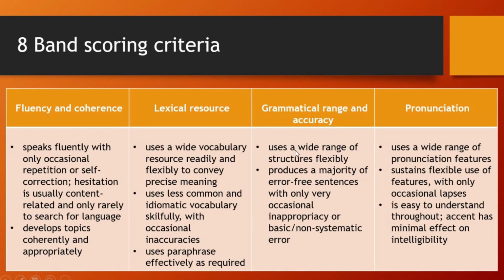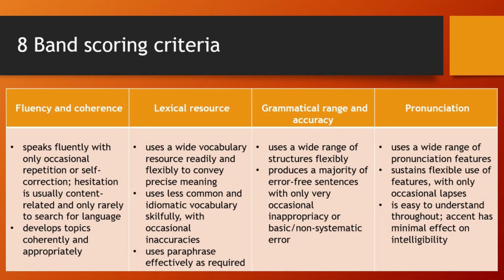Now the grammar section here says uses a wide range of structure flexibly, produces a majority of error-free sentences with only few occasional inappropriacy or basic non-systematic error. Now this means that you should be capable to create simple, compound and complex sentences, active and passive voice, and use the tenses properly. That's all. Moreover, you can still have some errors to get 8 band. Therefore, it's not extremely hard to get more bands in grammar as well.